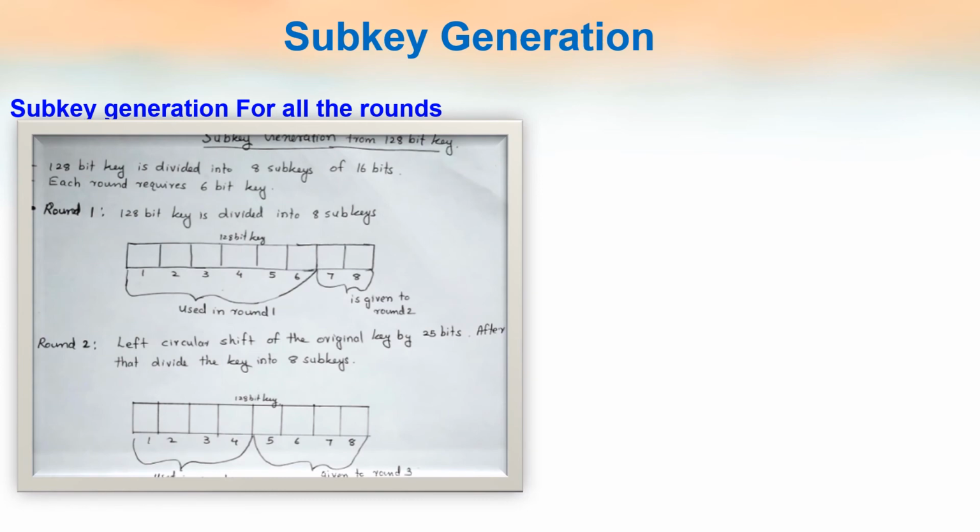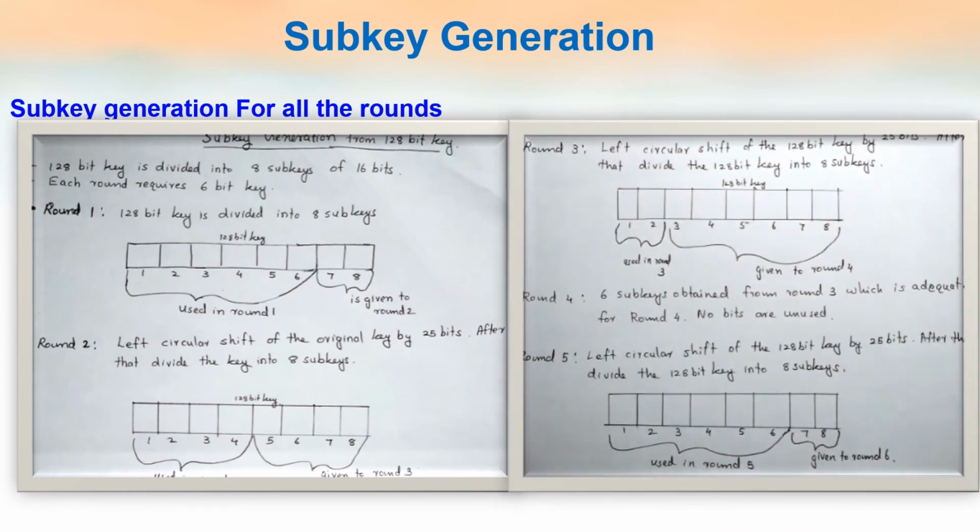Once again, we can see the subkey generation for all the rounds, from the first round to the 8th round, and also for the output transformation round. So here is the subkey generation from the 128-bit key. First, the 128-bit key is divided into 8 subkeys of 16 bits. The 128-bit key is represented like this. It is divided into 8 subkeys, each of size 16 bits. This happens in round 1.